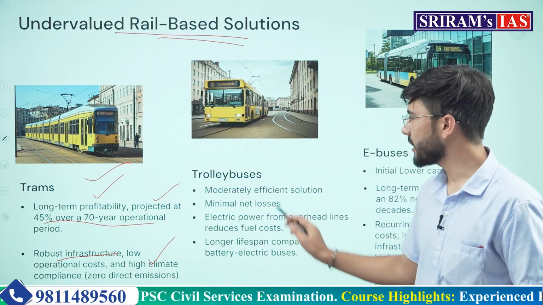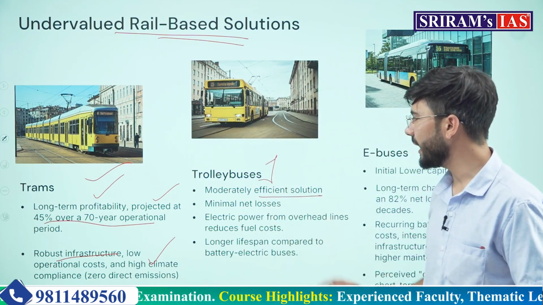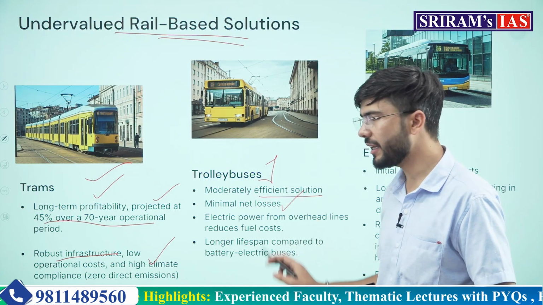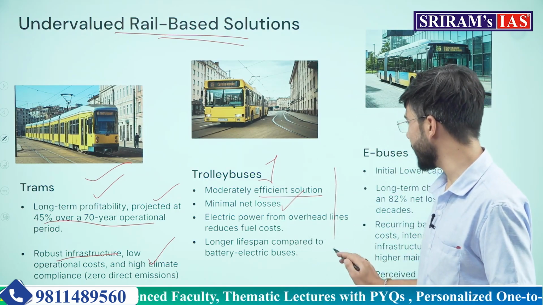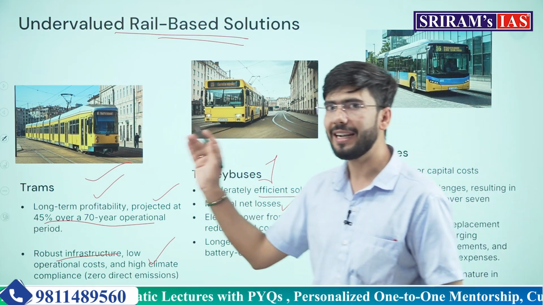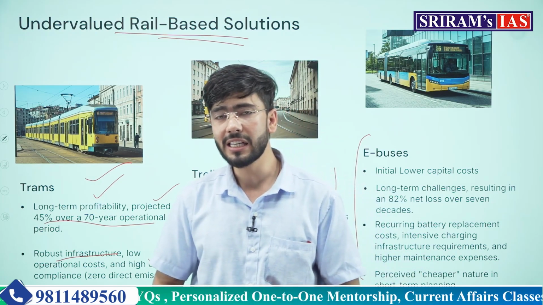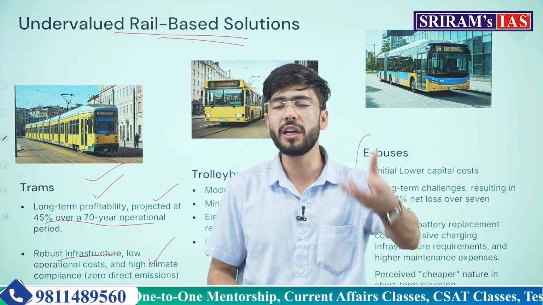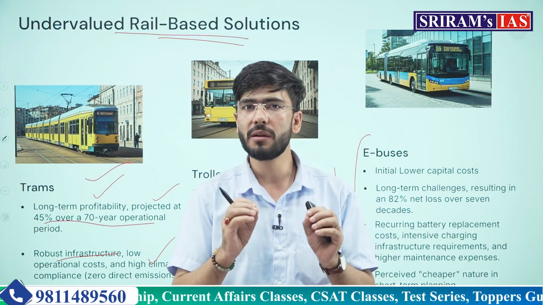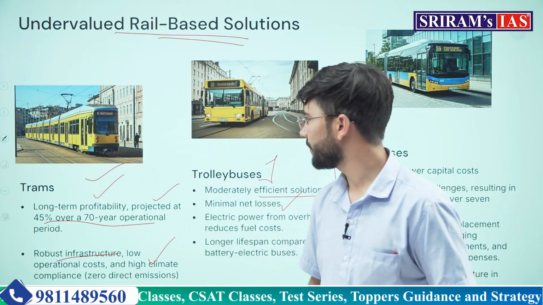Next, trolley buses. These are moderately efficient solutions. They have minimal net losses. So these suggestions of e-buses, trolleys and trams, we can give in our answer so that we provide a policy solution for what? For these urban mobility problems.